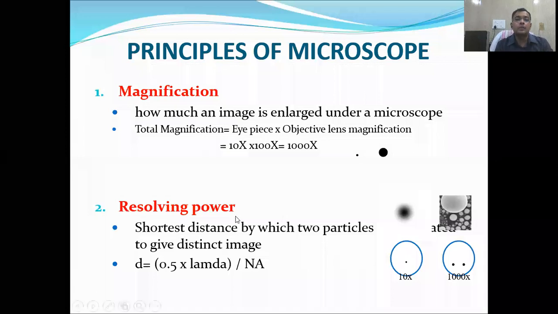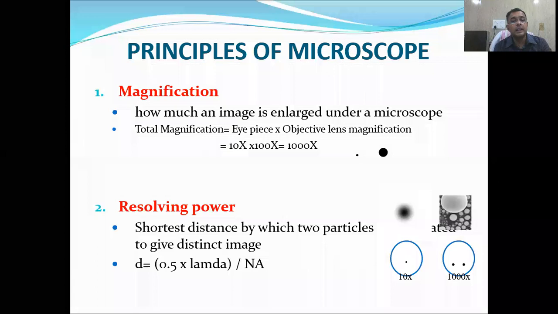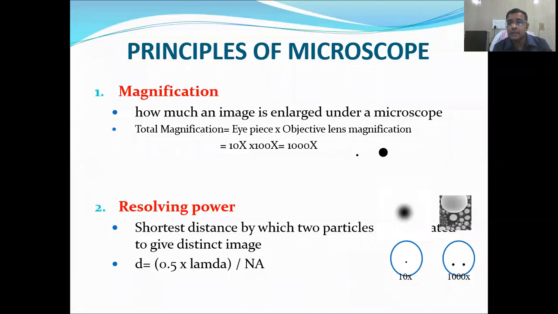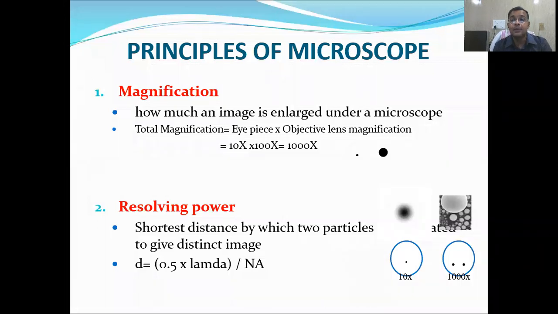So the second concept, which must be clear, is resolving power. What does resolving power mean? It means the shortest distance by which two particles still give distinct images. If you keep two points very close, how accurately can we see that they are separate entities? That power of the microscope is known as resolving power.